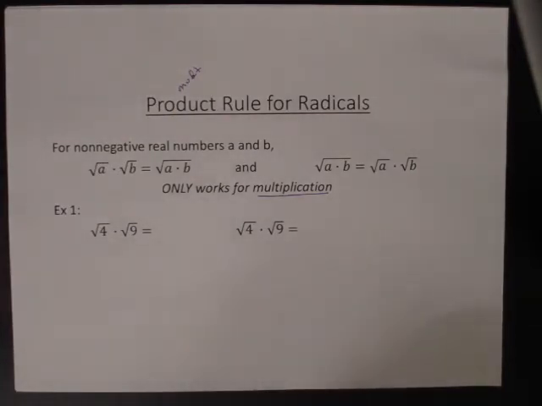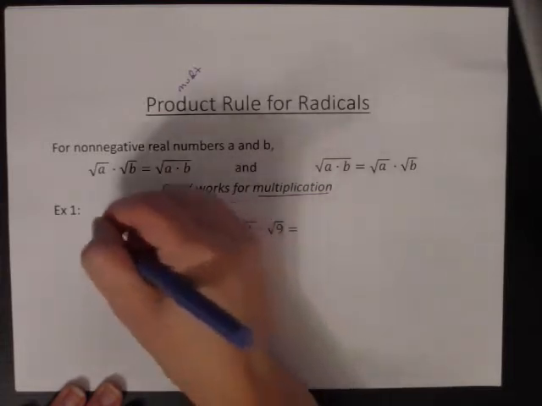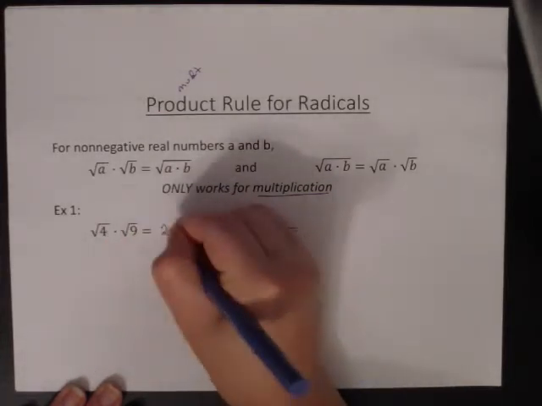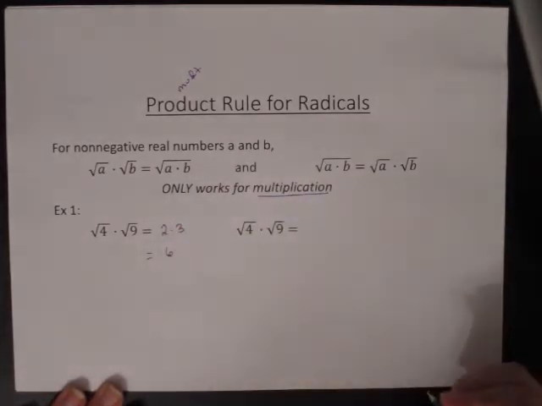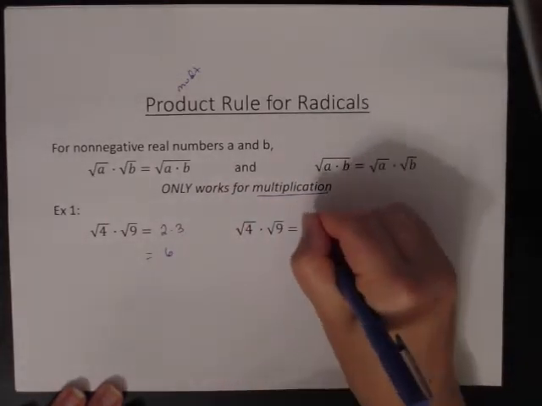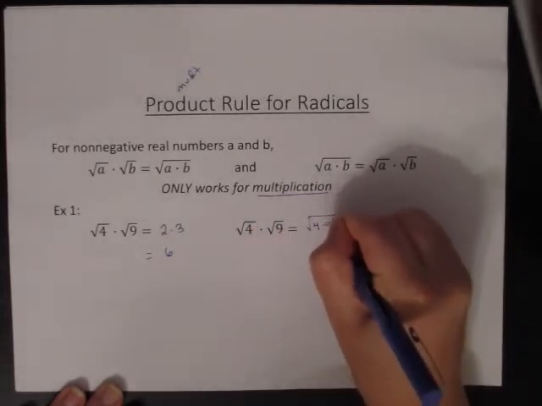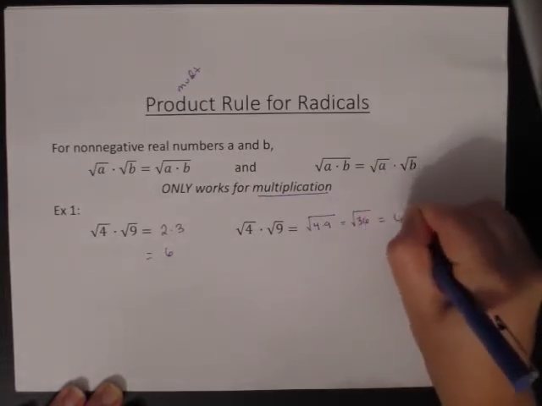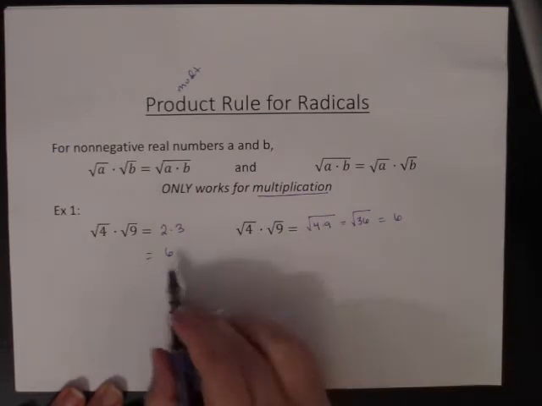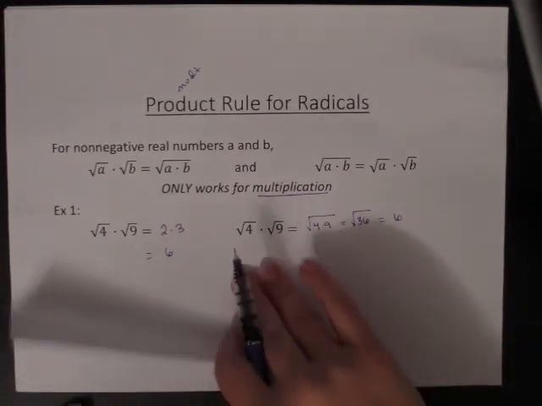Okay? So what this means is there's two ways that you can approach problems like this. If you have the square root of 4 times the square root of 9, what you can do first is clean up these perfect squares. The square root of 4 is 2, and the square root of 9 is 3. And 2 times 3 will give me 6. Or the other way that you can approach it is you can multiply within the square roots. So you can go 4 times 9, which is 36, and the square root of 36 is just 6. So either way can get you to the answer, and I don't care which way you choose as long as you show your work.